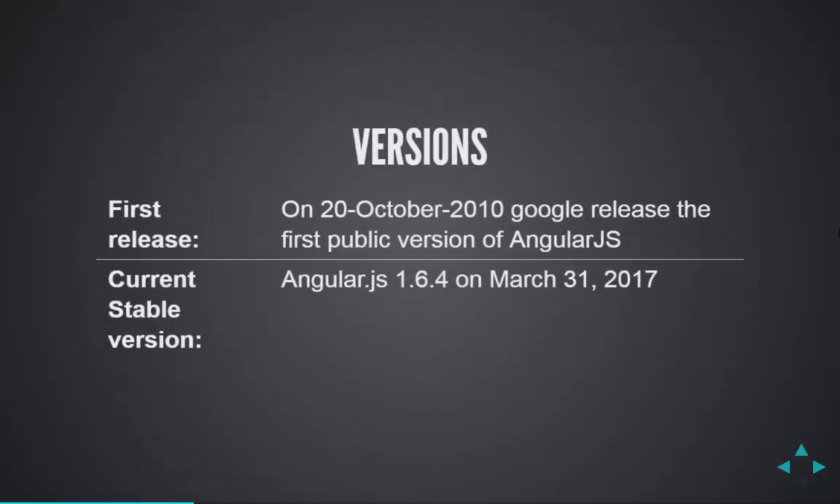Versions. If we talk about the first release of AngularJS, it was on 20th October 2010 by Google. And the current stable version of AngularJS is angular.js version 1.6.4, which was released on 31st March 2017.